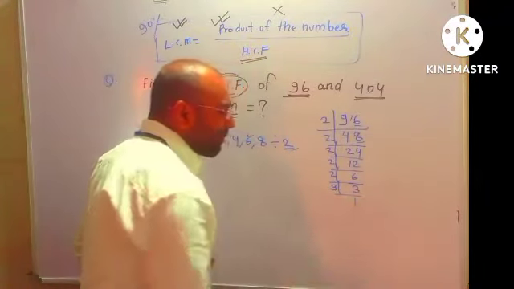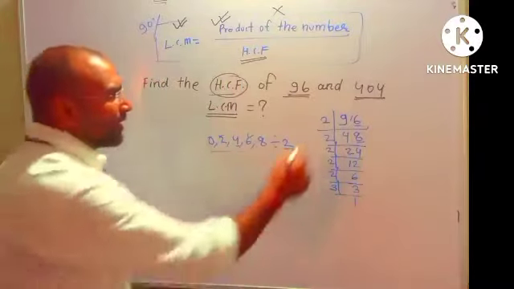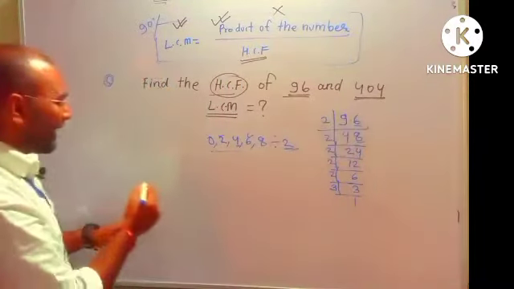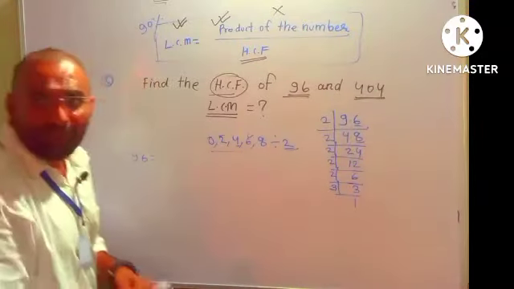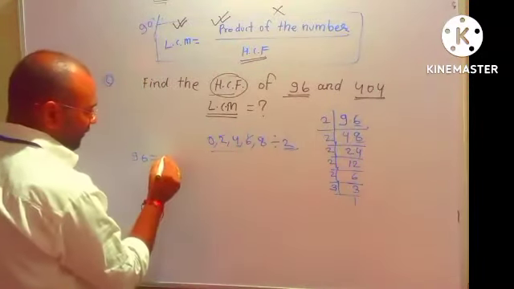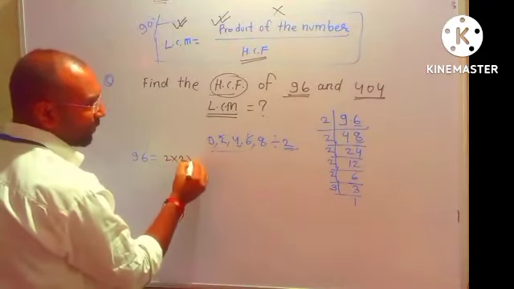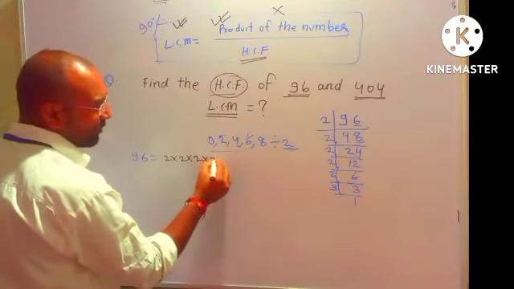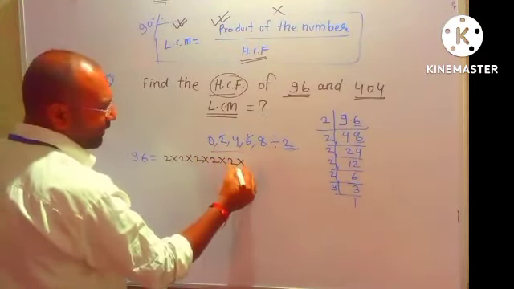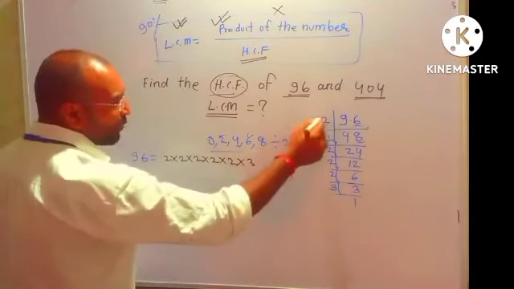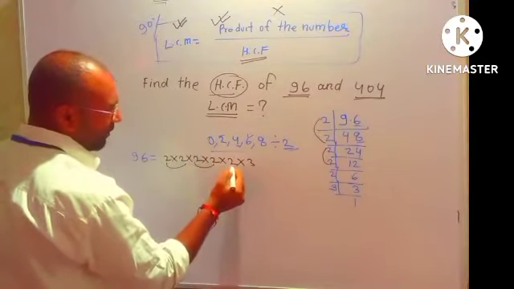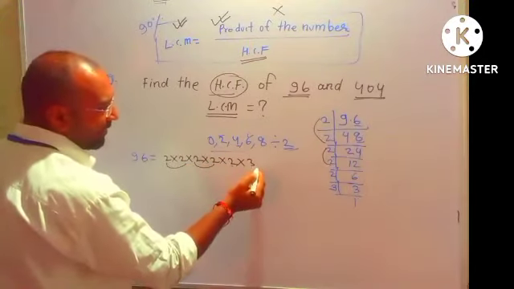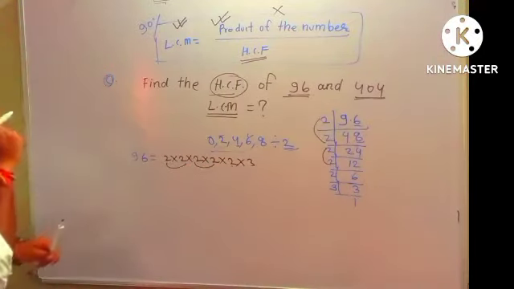So what will we get? क्या मिलेगा यहाँ पर? 96. When we solve 96, what do we get? 96 is equal to 2 into 2 into 2 into 2 into 2 into 3. How many 2s? 1, 2, 3, 4, 5. Five 2s and one 3.